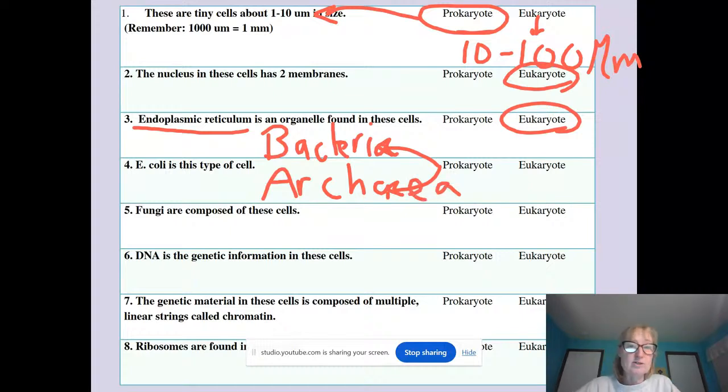They're kind of oddballs. Simple cells, they don't have membrane-bound nuclei. A lot of the archaea live in really weird, hot or cold places like the hot springs in Yellowstone. You'll find lots of archaea there. But they're another category of cell.